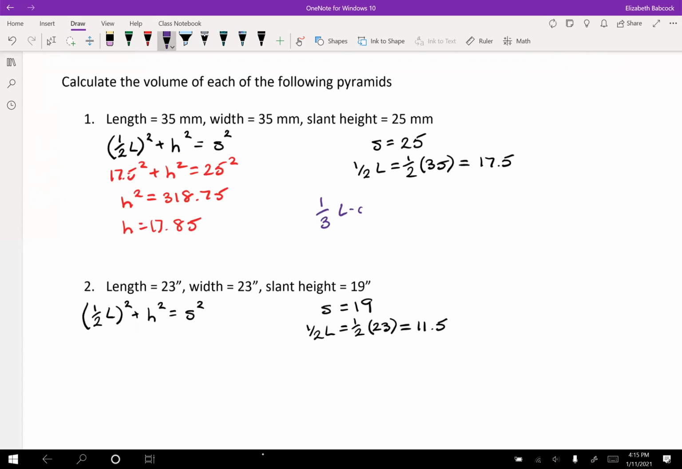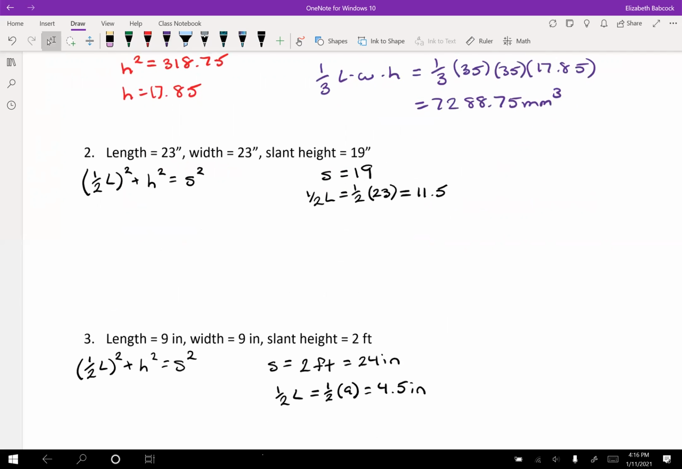1/3 length, width, height. 1/3, 35, 35, 17.85. We end up with 7,288.75 millimeters cubed. Okay. Next one's, we're given the slant height again. Well, guess we got to do those calculations again.